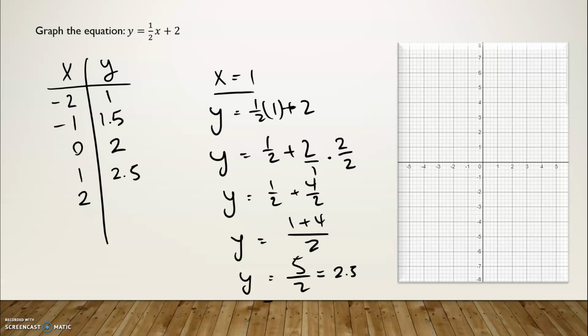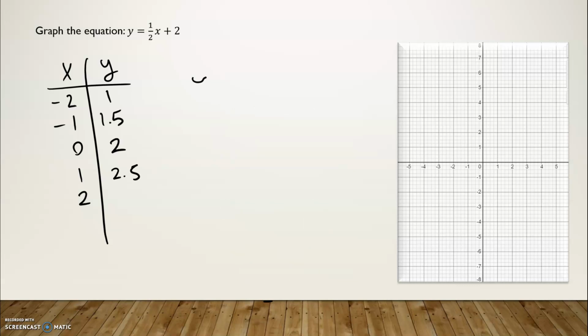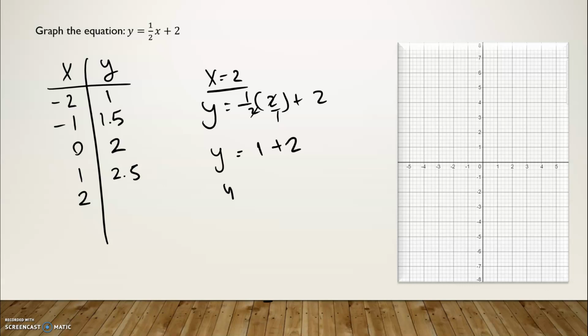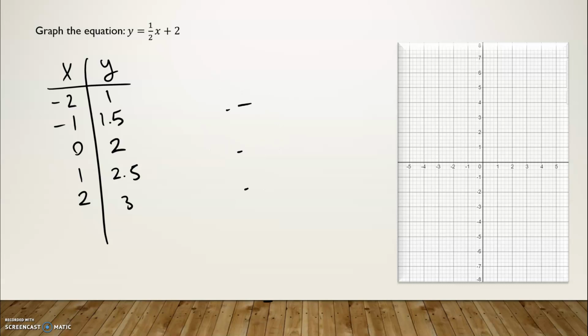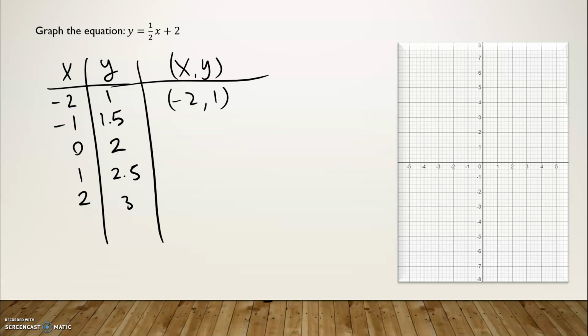So 2.5. And then last but not least, we'll do x is equal to 2. So y is equal to 1/2 times 2, times 2 plus 2. So put this over 1, my 2's will cancel out, and I get 1 plus 2, or 3. Okay, so now what my ordered pairs are, you can make another column over here. So my x, y ordered pairs will be -2, 1, -1, 1.5, 0, 2, 1, 2.5, and 2, 3.